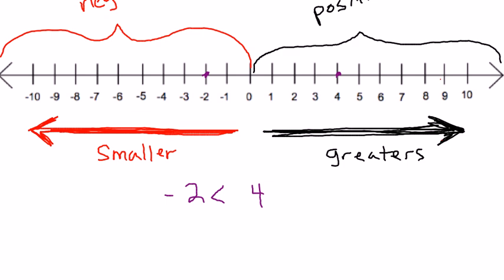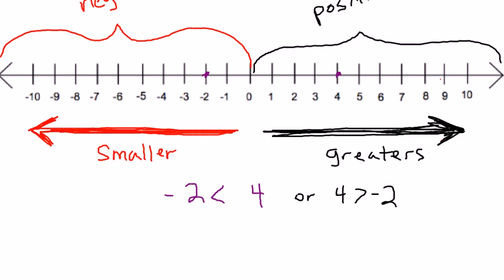Or we can write this as 4 is greater than -2. We're saying the same exact thing with these two inequalities. If -2 is less than 4, then 4 must be greater than -2. And keep in mind that when comparing two or more integers, you will always have two ways of writing the inequalities.